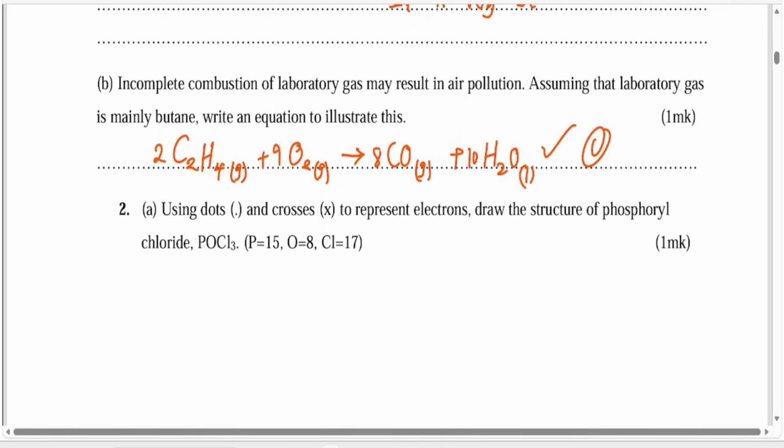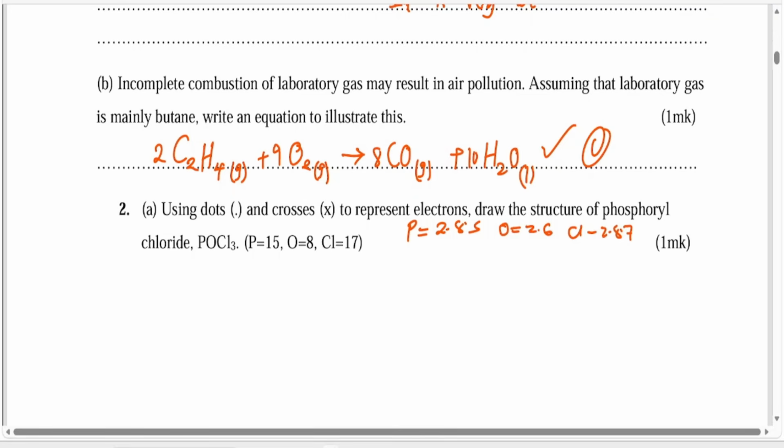Question 2, part A. Using dots and crosses to represent electrons, draw the structure of phosphoryl chloride, POCl3. Given the atomic numbers of phosphorus to be 15, oxygen 8, chlorine 17. Phosphorus reacts by gaining 3 electrons. Oxygen reacts by gaining 2 electrons, and chlorine reacts by gaining 1 electron.